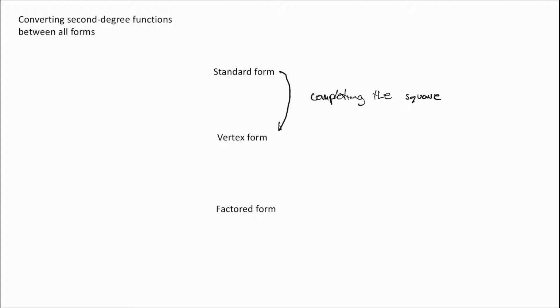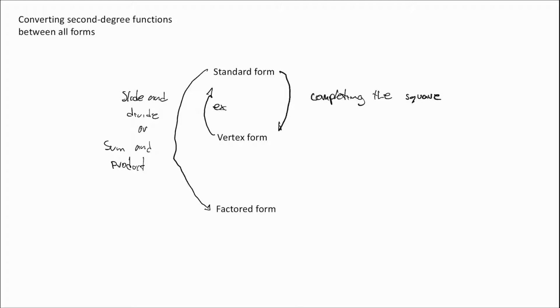From standard form to factored form, we use slide and divide or sum and product. When a is equal to 1, you can just use sum and product. Now, from vertex form to standard form, we expand. From factored form to standard form, we expand.